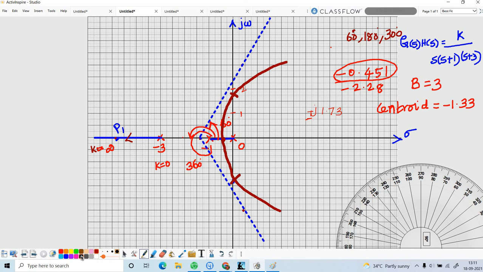Then the direction of the root locus: here it is towards the breakaway point and here it is away from the breakaway point. So this is one of the locus, this is the next locus, and the third locus. So there are 3 root locus branches. That's all. This is the way to draw the root locus diagram.